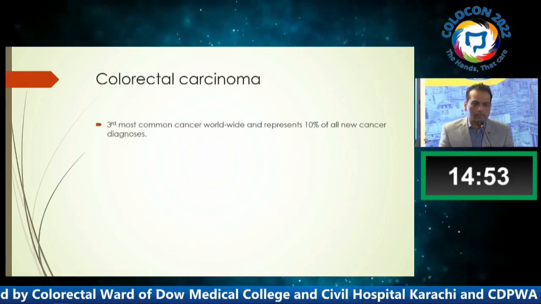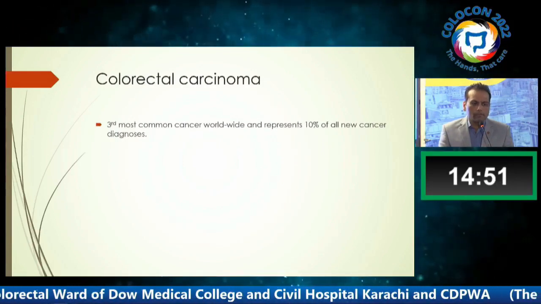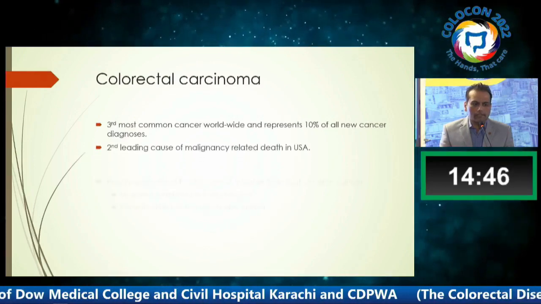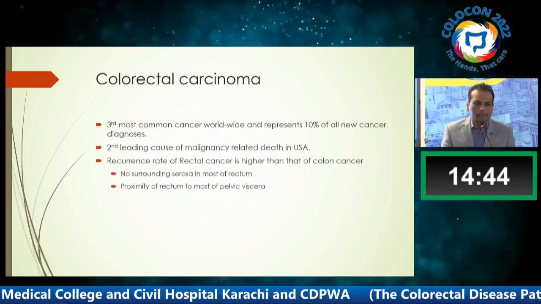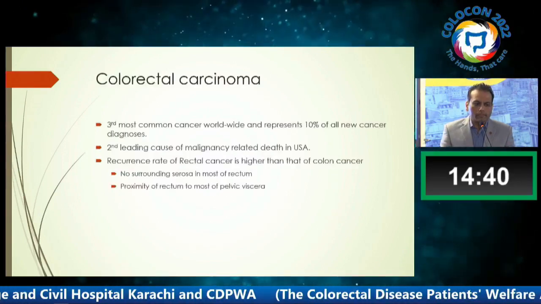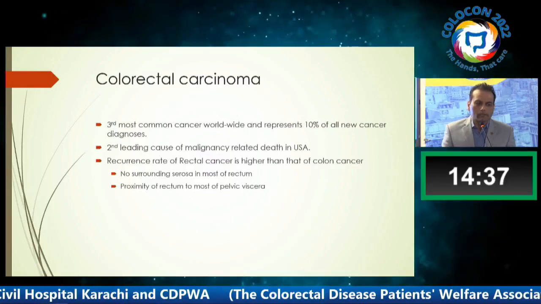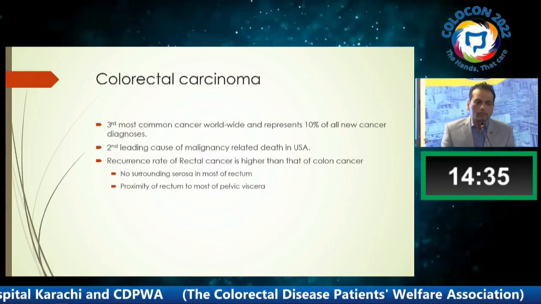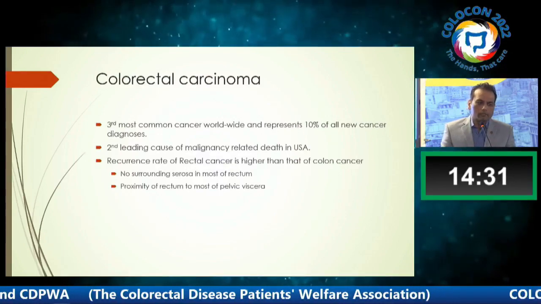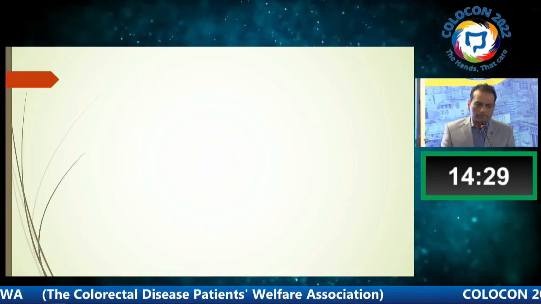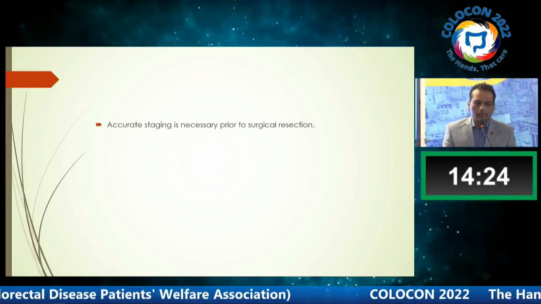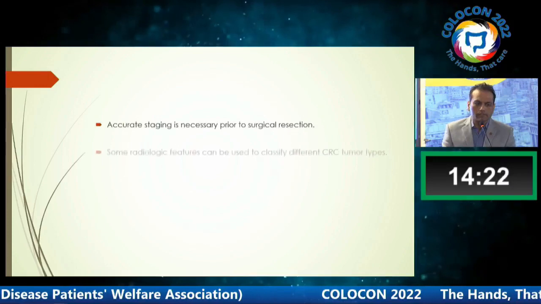So colorectal carcinoma is the third most common cancer worldwide and represents 10% of all new cancer diagnoses. It's the second leading cause of malignancy-related deaths in the USA. The recurrence rate of rectal tumor is higher than colon cancer because of no surrounding serosa and proximity of the rectum to most of the pelvic viscera. Accurate staging is necessary for surgical resection of colorectal cancer.